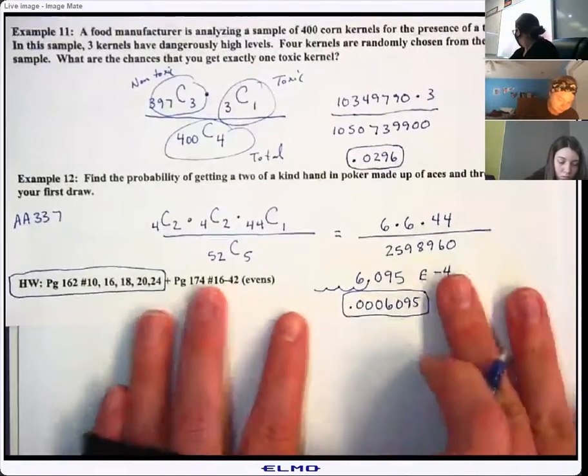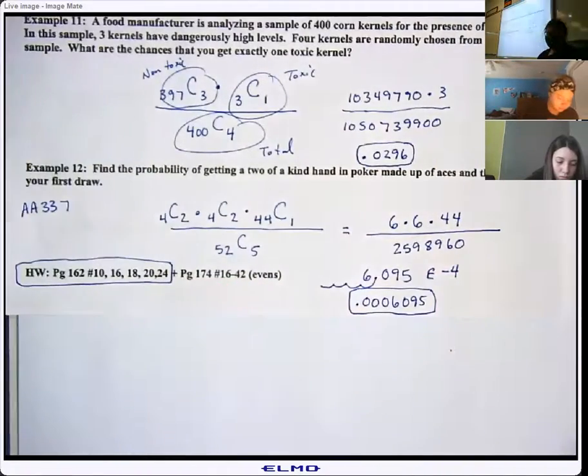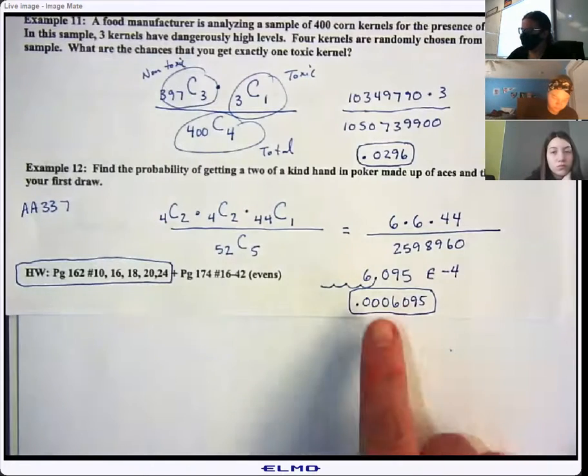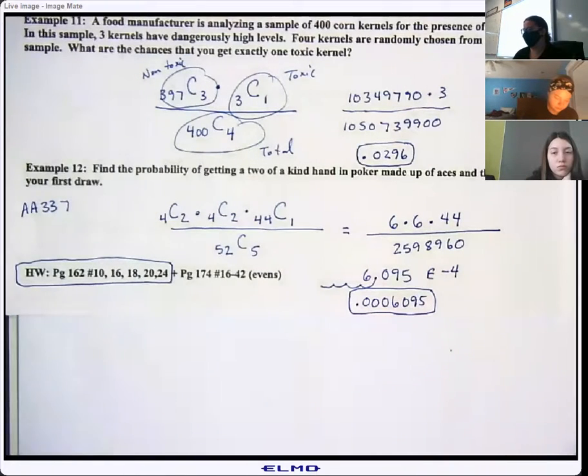That's what your answer should look like. This, by the way, is not the probability of getting a 2 pair. It's specifically getting a 2 pair that is aces and 3s.